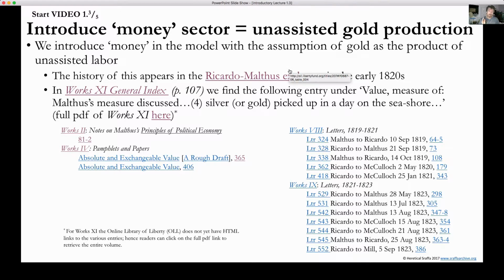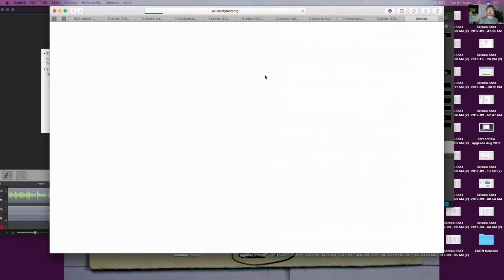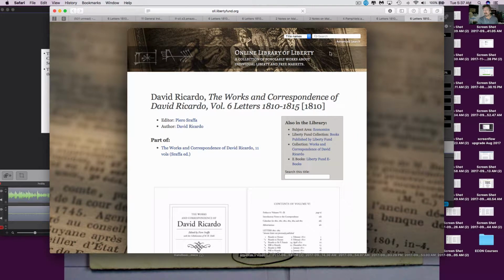Now here I'm developing the argument out of the works and correspondence of David Ricardo. It's an 11-volume set. It was edited by Sraffa with the collaboration of Maurice Dobb. And here, what Sraffa does is he puts in 11 volumes all the works and, what's really interesting, the correspondence that Ricardo had. And so really what we look at in this particular notion of unassisted gold production is an argument that took place in the Ricardo-Malthus exchange, and what Malthus and Ricardo had been looking at here.